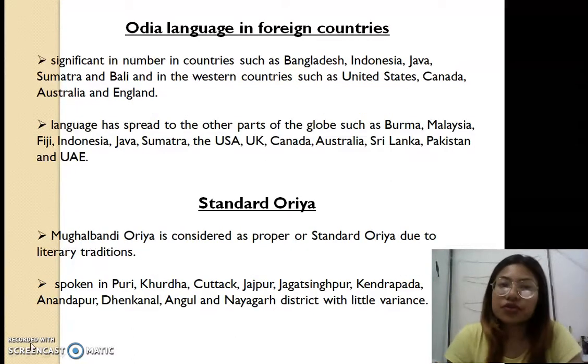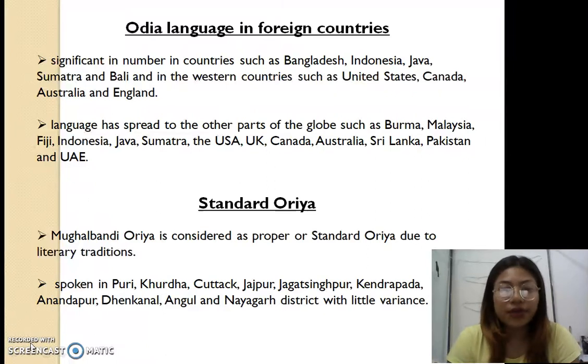So Odia is not only spoken in India but also in foreign countries, and a huge number is found in countries such as Bangladesh, Indonesia, Java, Sumatra and Bali, and in the western countries such as United States, Canada, Australia and England. The language has also spread to other parts of the globe such as Burma, Malaysia, Fiji, Indonesia, Java, Sumatra, the USA, UK, Canada, Australia, Sri Lanka and so on.